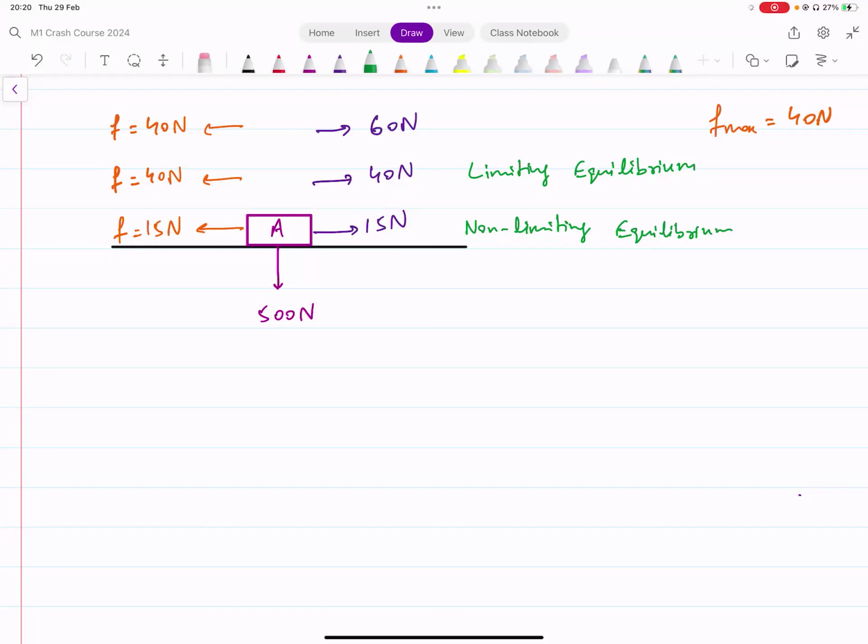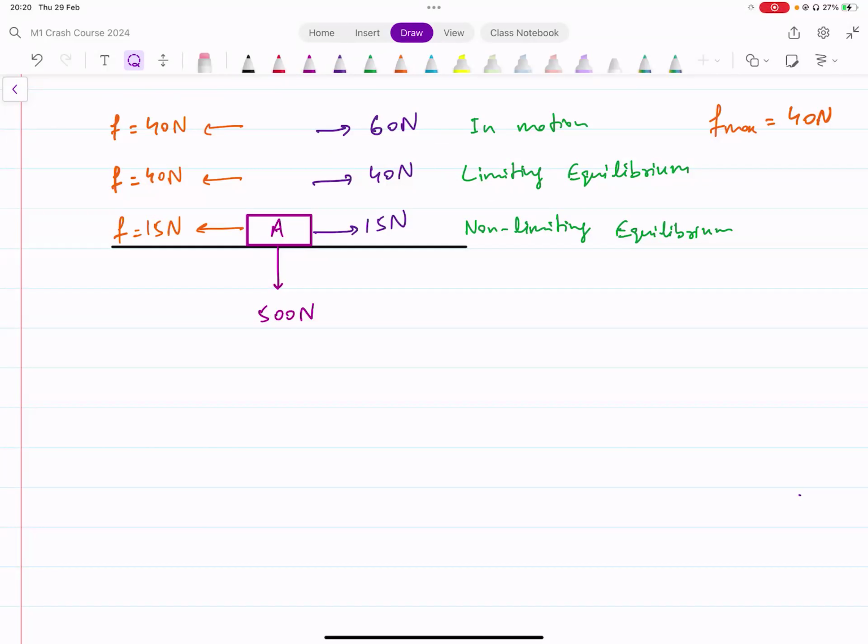All right. And then what about the top case? In this case, the force that we're applying is actually greater than 40. So the object starts moving, and we say the object is in motion. So there are three different cases that we have here. The object could either be in limiting equilibrium, or in non-limiting equilibrium, or in motion, as in it has started moving already.